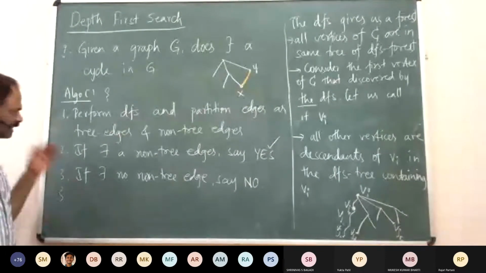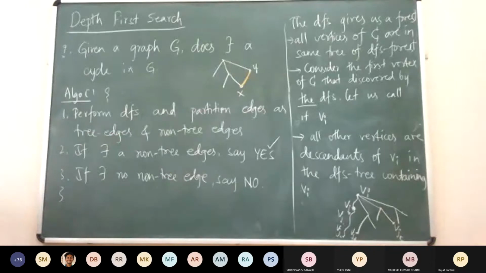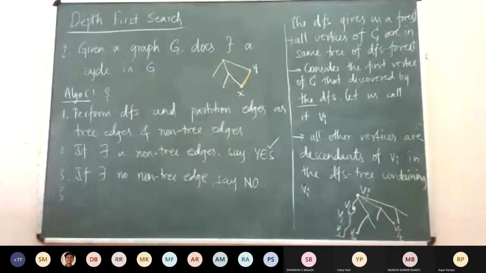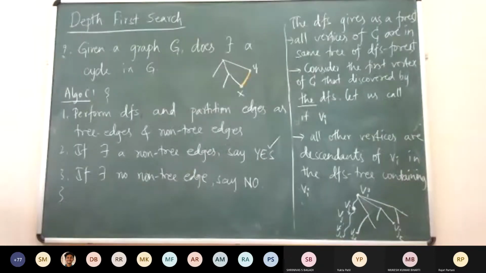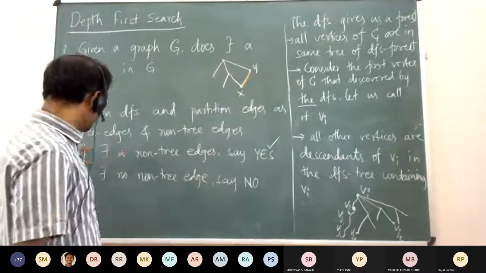What we said is if there exists a non-tree edge, then we can say yes, there is a cycle, and if there is no non-tree edge, then we say that there is no cycle. This was the algorithm you came up with, and we are trying to see why this works. In that direction we saw the first case.